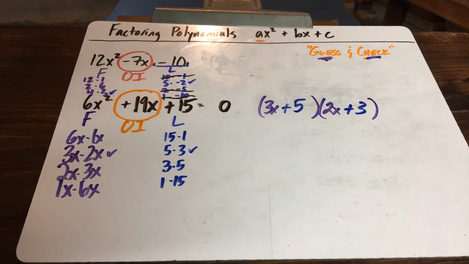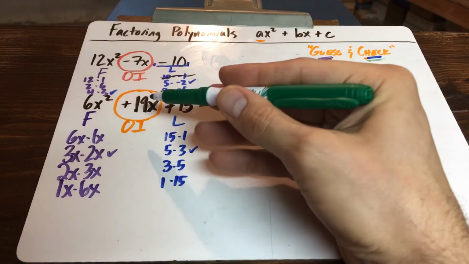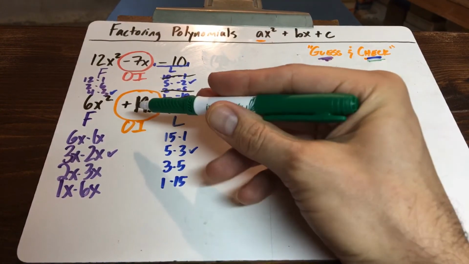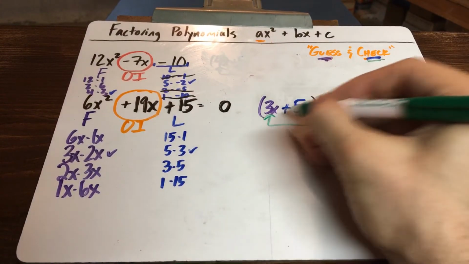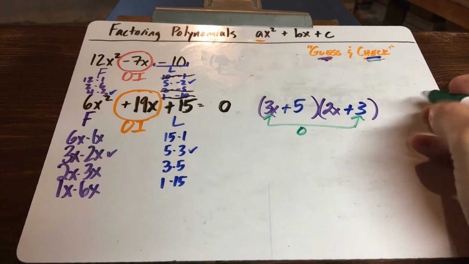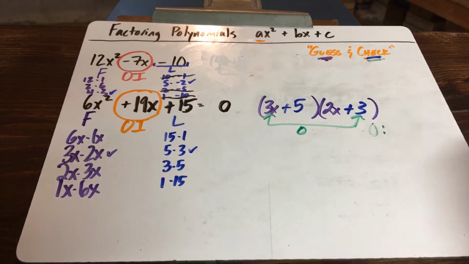So now let's just check. I made my guess. I don't know if this is right or not. Now let's check it out. Let's check to see if we can get our answer for the OI, the O and the I, as positive 19x. So on the outsides, the outer edges of the question, I've got 3x times 3. I don't have a lot of room. I'm just going to squeeze it right here.